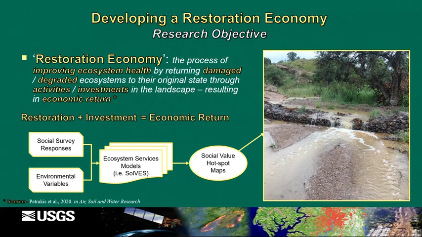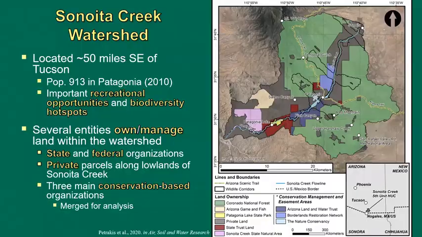These can be used to develop a restoration economy or inform restoration. In this case, the construction of a flood control structure that might be able to reduce the risk of flooding or increase water quality, water quantity, or even increase greenness or vegetation in the particular area that it was built in. So that's how the idea of developing a restoration economy can be done through ecosystem services models.